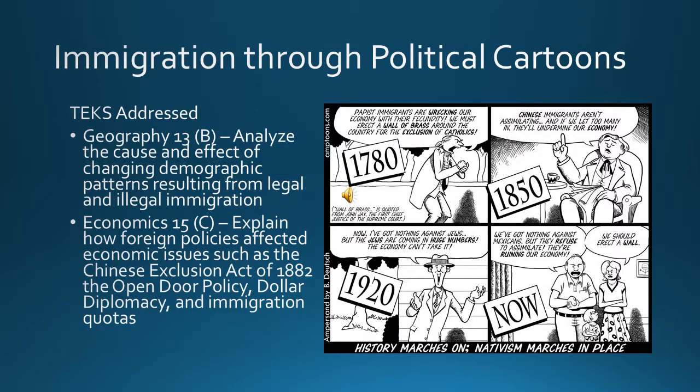We're also going to talk about the Geography TEKS for analyzing the cause and effect of changing demographic patterns resulting from legal and illegal immigration. We're going to talk about the push-pull factors. The economic factors explain how foreign policies affected economic issues, and we're especially going to address the Chinese Exclusion Act of 1882.